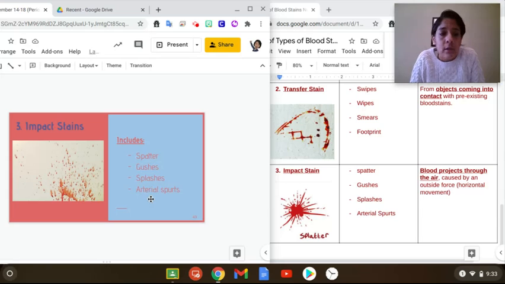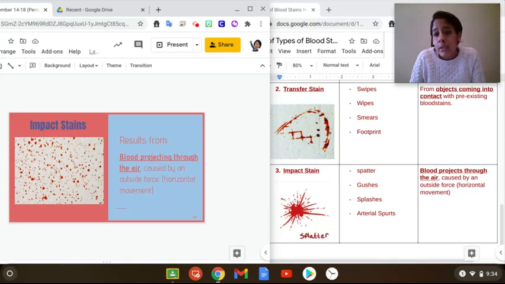Arterial spurts are a really particular type of blood stain. They occur whenever you get an injury to a major artery. So if you've ever watched a movie where someone gets injured in the neck, most often by a sharp weapon, the blood is going to spurt out of that artery with a lot of force because those arteries have high blood pressure.